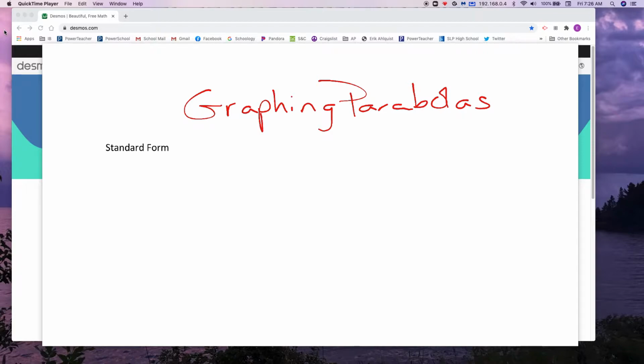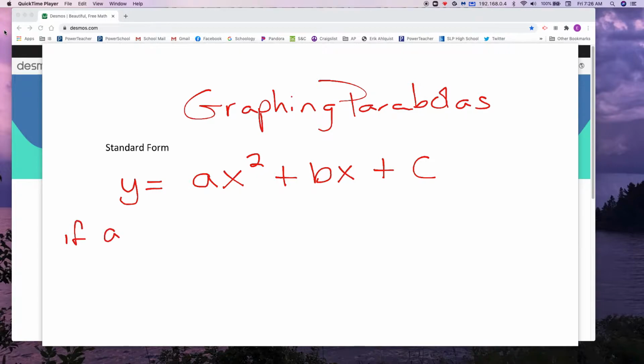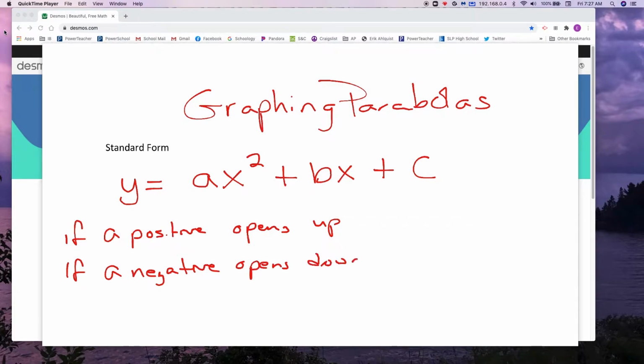Now we talked already about standard form, and standard form would be a parabola that's in the equation y equals ax squared plus bx plus c. A couple things about the parabola. If a is positive, it opens up. If a is negative, it opens down. Okay, so if a is positive, it opens up. If a is negative, it opens down.